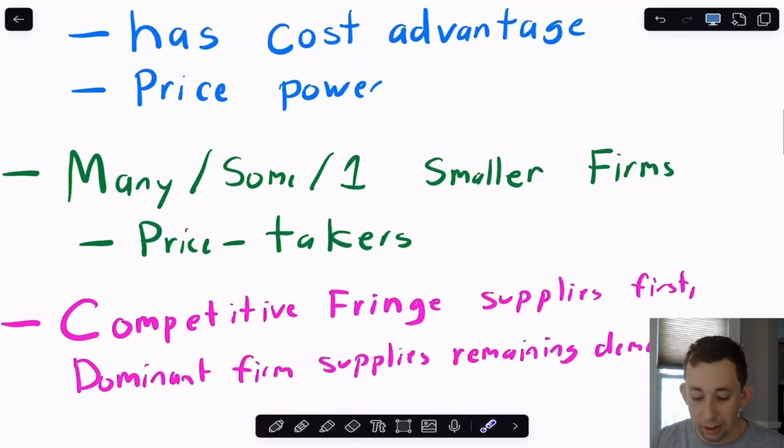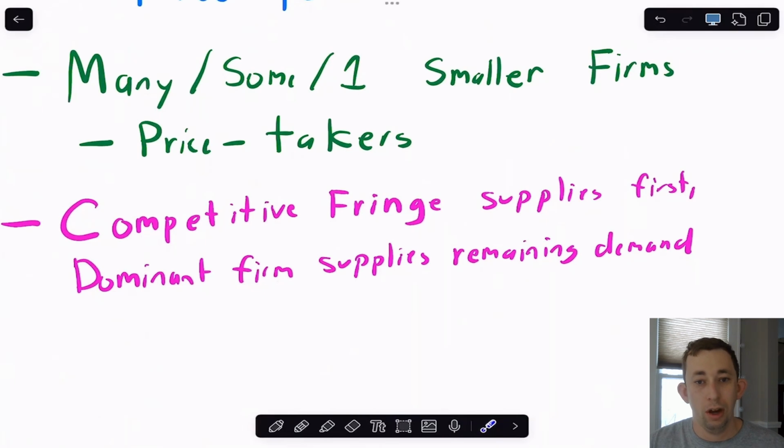The other player or the other players in this market, there could be one, there could be many, there could be some. They're going to be smaller firms. They're what we call the competitive fringe. Basically, what's going to happen is they're going to be price takers in this market, and they're going to take the price the dominant firm sets as given.